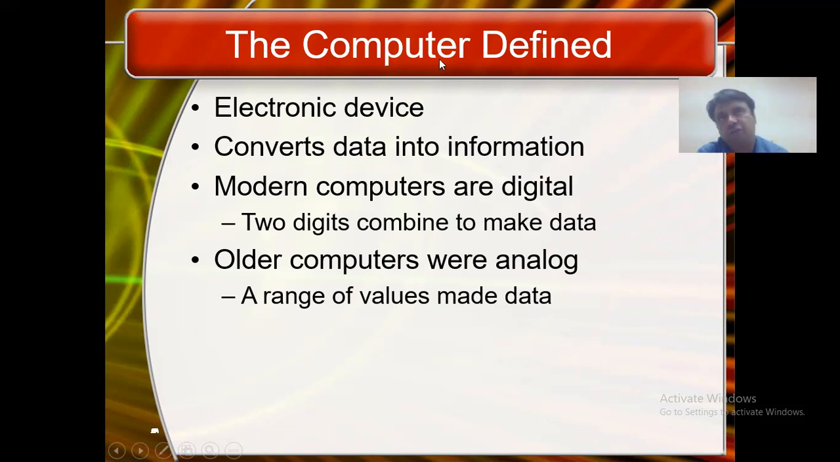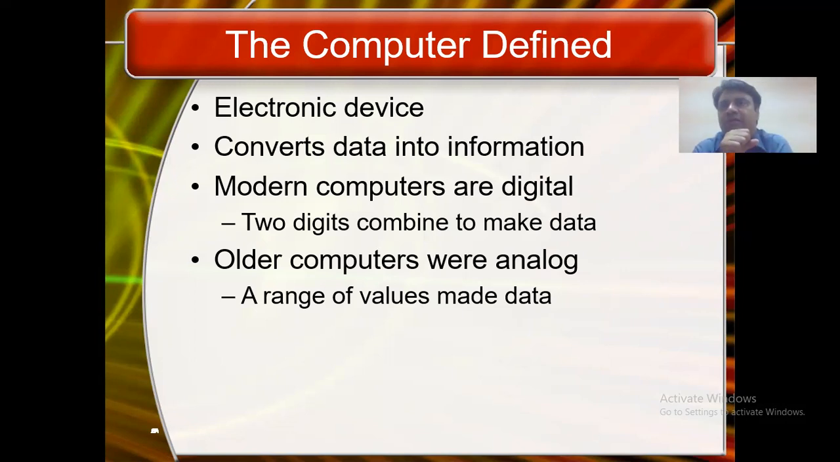So from the point of view of the computer definition, when you define a computer, you will say that it is an electronic device that converts data into information. There are modern computers nowadays. The computers we are using are digital computers. And remember, when we say digital computer, they only understand binary language, that is the language of 0s and 1s. Language of 0 and 1.